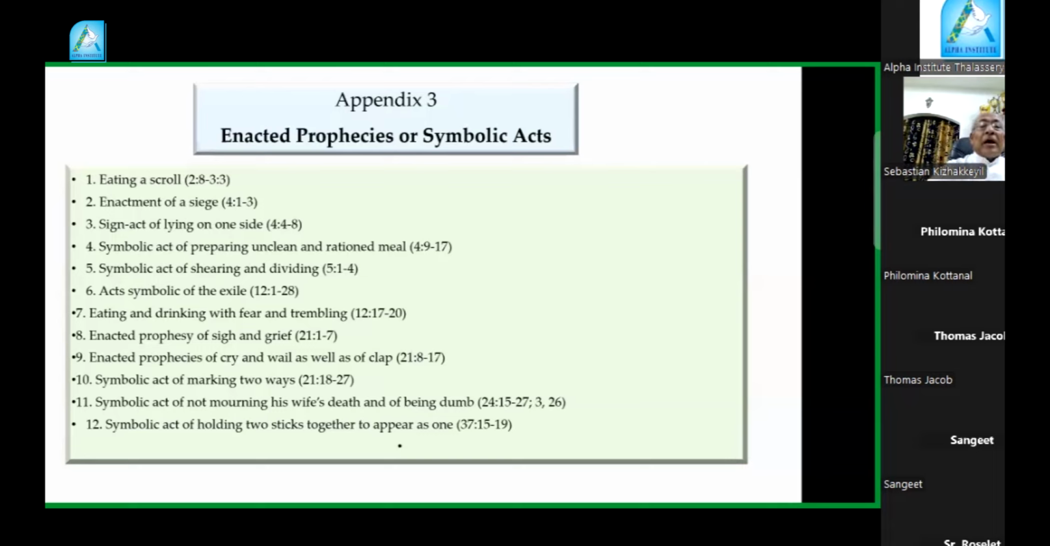Anyway, enacted prophecies or symbolic actions are actually prophecies, but instead of orally explaining, this is acting out. The first one is chapter 2:8 to 3:3. We already explained that. He was given a scroll, and the scroll contained disasters and catastrophes coming. He announced that Jerusalem will fall and the temple will be destroyed, and they are all written. Symbolically, he ate the scroll, and instead of preaching it, he did that, and that gave a prophetic message.